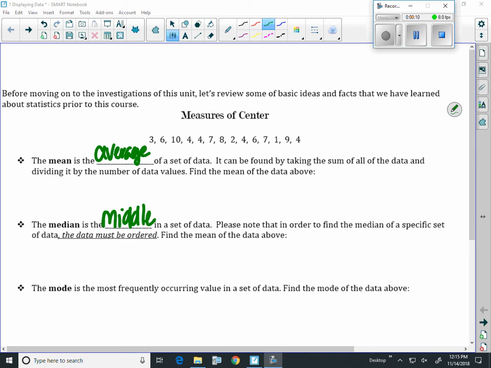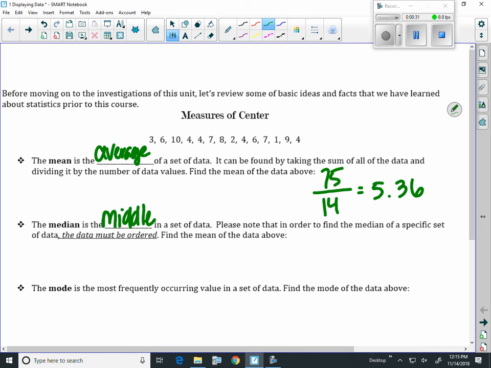Okay, so I added them all up and I got 75. And then what do I do? Divide by how many numbers there are. Divide by how many there are. 14? Yeah. Okay. 5.36. We'll say rounded to 2 decimals.